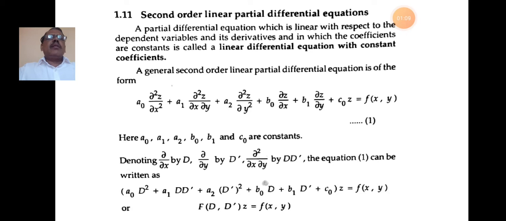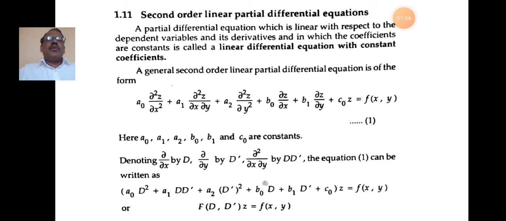A second order linear partial differential equation is of the form a naught ∂²z/∂x² plus a1 ∂²z/∂x∂y plus a2 ∂²z/∂y² plus b naught ∂z/∂x plus b1 ∂z/∂y plus c naught z is equal to f of x comma y, where a naught, a1, a2, b naught, b1, c naught are constants.